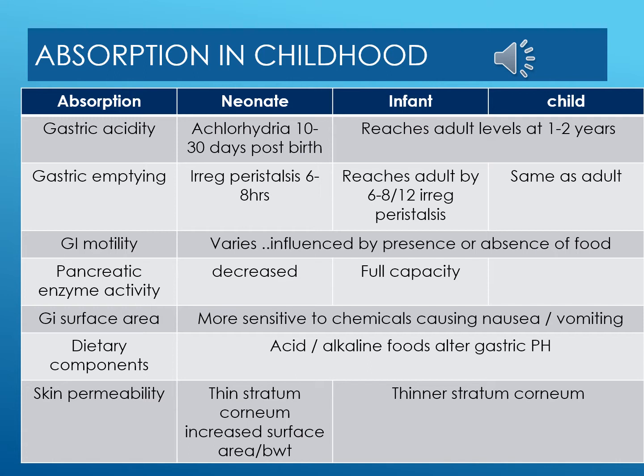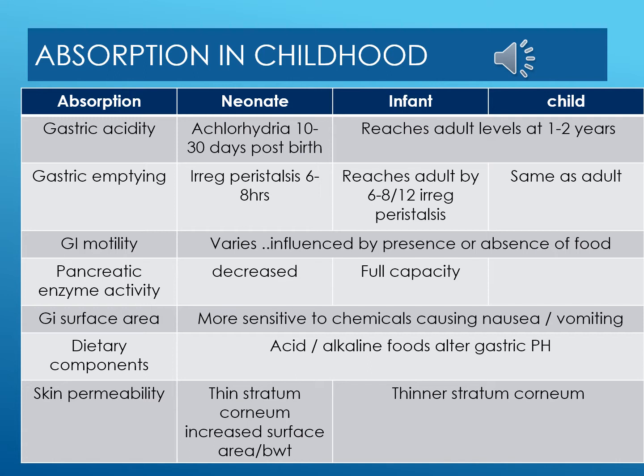Gastric pH at birth is around about 6 to 8, lowers within hours, and then it goes back to sort of 6 to 7 after 24 hours of age. It doesn't tend to reach adult levels until 1 to 2 years. Gastric emptying, again, this is going to be affected by the fact that neonates and infants have a predominantly liquid diet.